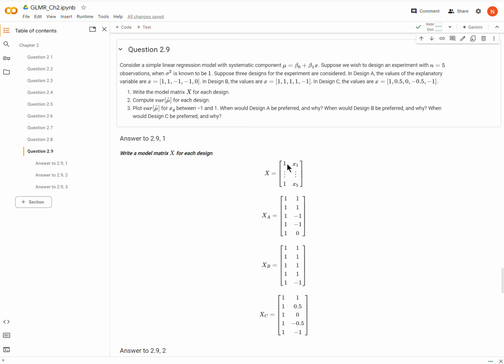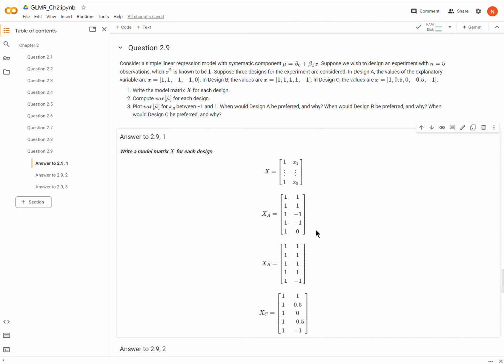Generically they will all look like this, where there'll be a column of 1s, which reflects the intercept, beta naught, and then the data variables. If we just do that for each of them, here's the 3 designs A, B, and C. Capital X is meant to denote the entire matrix, not only the intercept but the data variable, so this is for X_A, X_B, X_C.